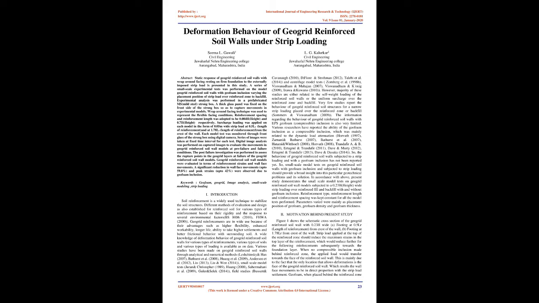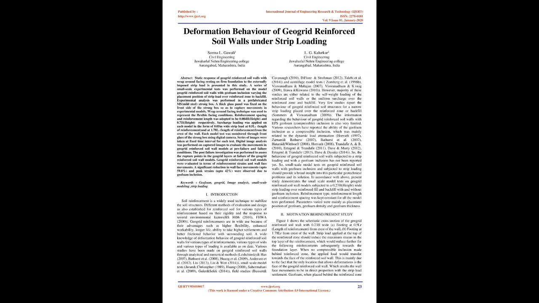Reinforcement spacing and reinforcement length were adopted to be 0.084 H (height) and 0.7 H, respectively. Surcharge loading was applied on each model in the form of a 0.05 m wide strip load at 0.5 Lr (length of reinforcement) and at 1.78 Lr from the crest of the wall. Each model test was monitored through the front glass of the strong box using a digital camera. A series of images was taken at fixed time intervals for each test.